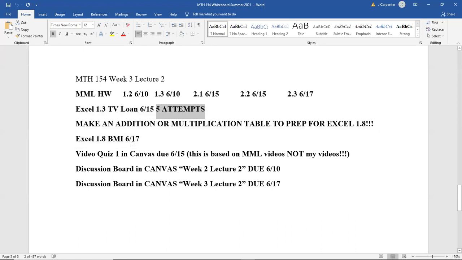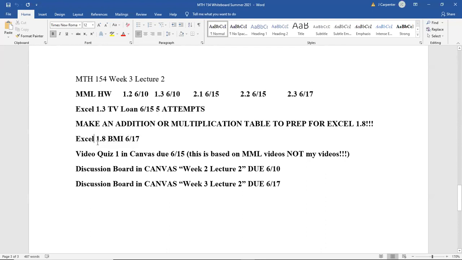That's 1.8 BMI. And remember, we talked about making an addition or multiplication table in order to prepare yourself for that, because it's going to help you learn the differences between regular cell references, fixed cell references, whether you're fixing the row, fixing the column, or fixing both. And a little bit of those are needed for this BMI file.